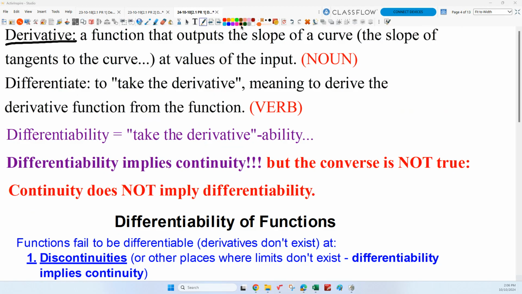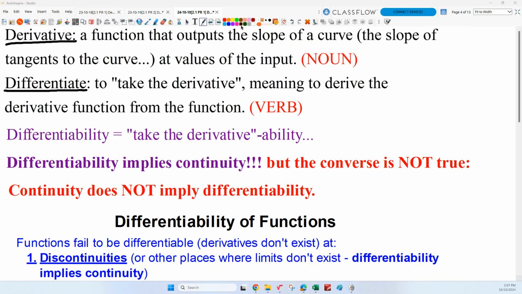Differentiate, what's that mean? To differentiate, that's a verb. It means to take the derivative. So the process of deriving the derivative function from the original function is called differentiation, okay? So to differentiate is a verb, it's an active thing. It means we're taking the derivative, we're finding the derivative from the function. So then what is differentiability?